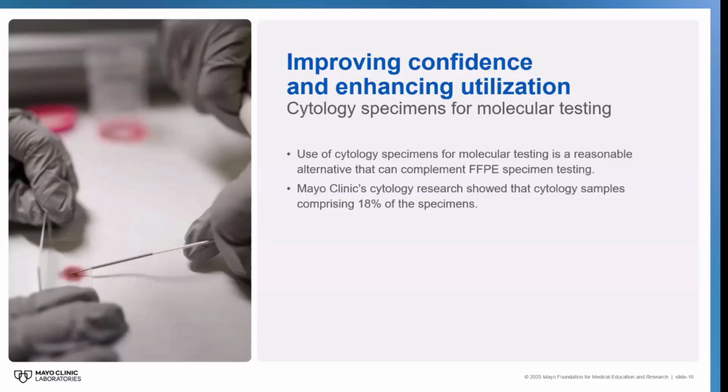If the FFPE cell block or FFPE tissue biopsy has good enough material, we prioritize using the FFPE specimen. But if the FFPE specimen is borderline or inadequate, we look at the smears to see if the smears are actually better. If that's the case, then we use the smears to run our testing. Throughout those couple of years of experience, we found that in about 18% of our cases, we actually utilize the cytology specimens.